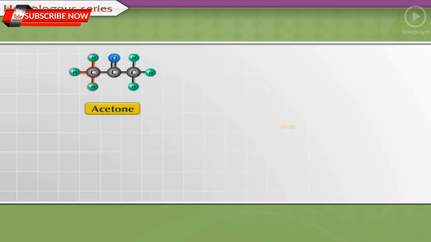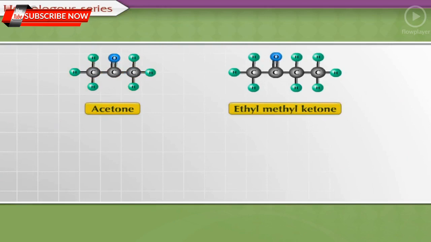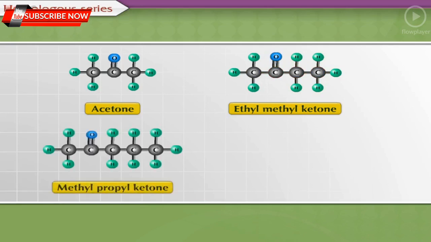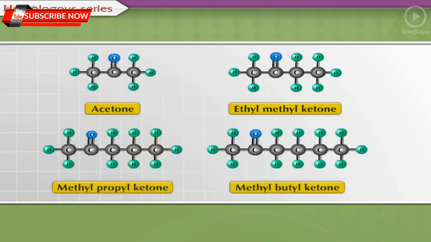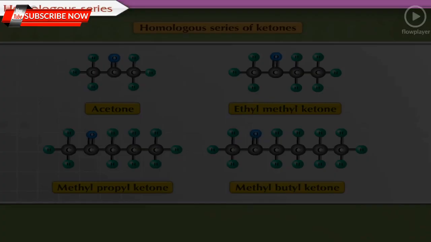Acetone, CH3COCH3. Ethyl methyl ketone, CH3COCH2CH3. Methyl propyl ketone, CH3COCH2CH2CH3. And methyl butyl ketone, CH3COCH2CH2CH2CH3, constitute the homologous series of ketones.